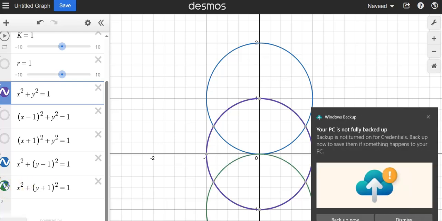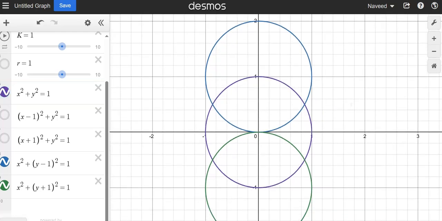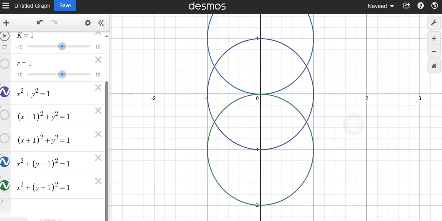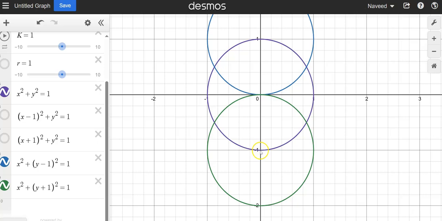If I click on the next one, you notice that the graph is dropping down. Here it is. The graph has dropped down, and this is the center of the other one, 0, negative 1. So when you add or subtract, remember, it's always opposite of the value that you're doing, where the center becomes that. In this case, the vertical movement is the vertical shift up or down.